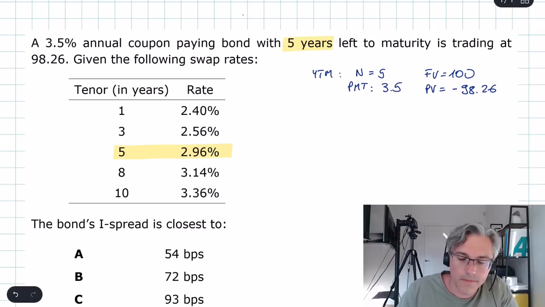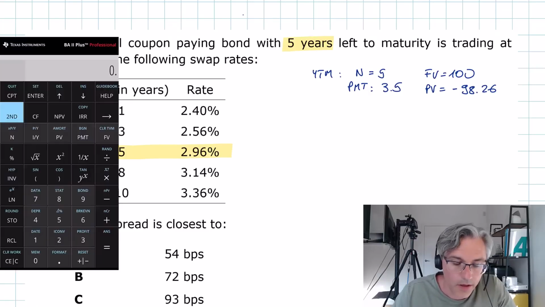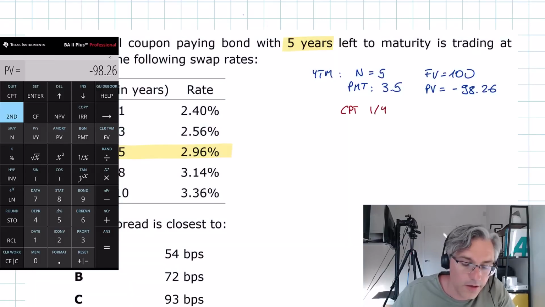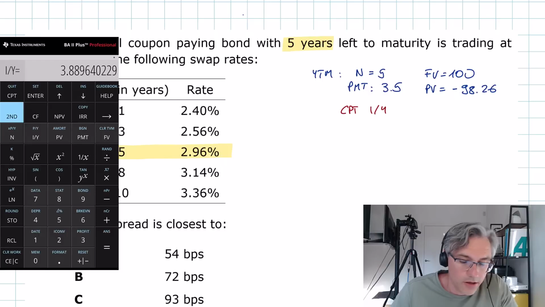So let's do this on the calculator. Clear the time value of money functions first, so second followed by FV, and then 5 for N, 3.5 for PMT, 100 for FV, and negative 98.26 for PV. Get your calculator to compute, CPT, I/Y.